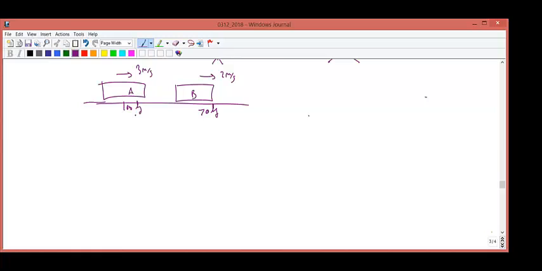Obviously, A is going faster than B, so A is going to catch up and bump into B. But they're telling us that after collision, they're going to become coupled. That means that we're dealing with a sticky situation. They're going to stick with each other after collision, which means that we're dealing with a completely inelastic collision, which implies that the final velocity of both A and B is going to be the same. And that's what the question is about.